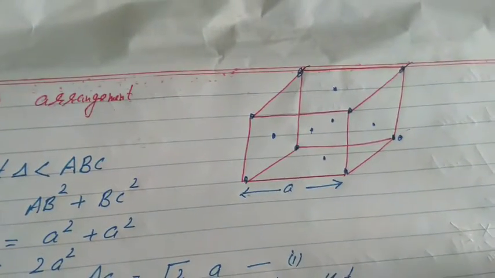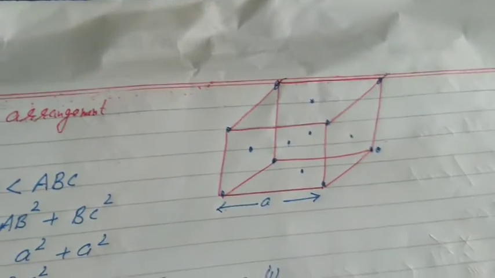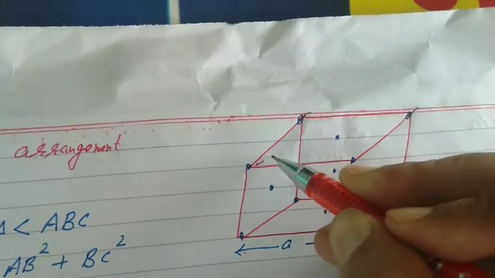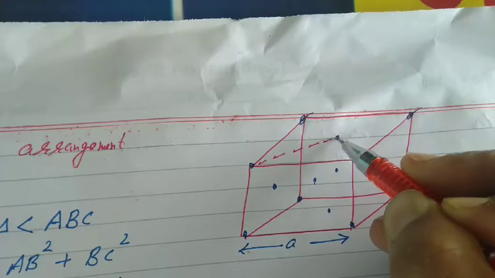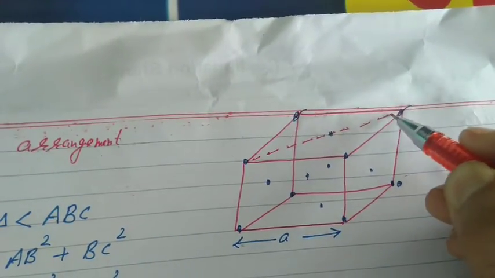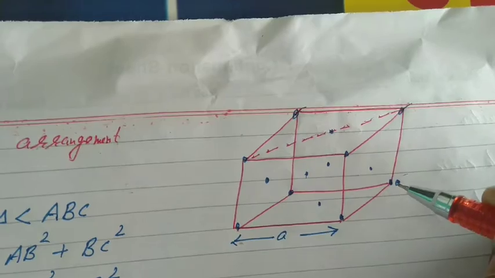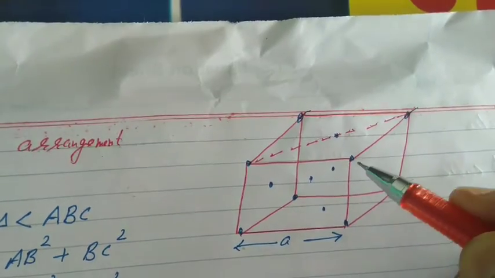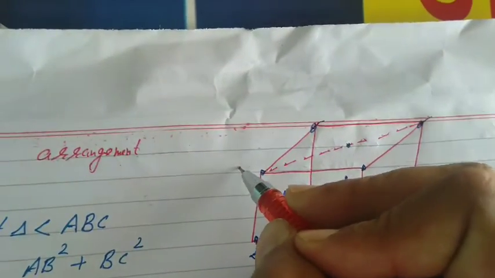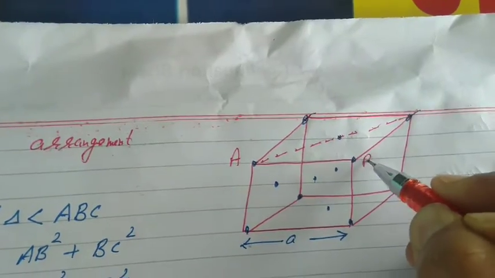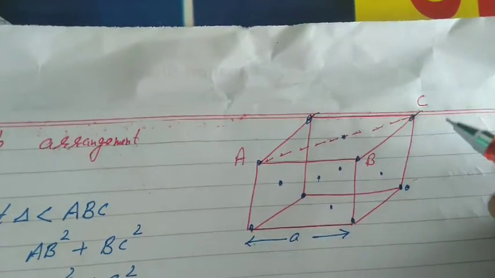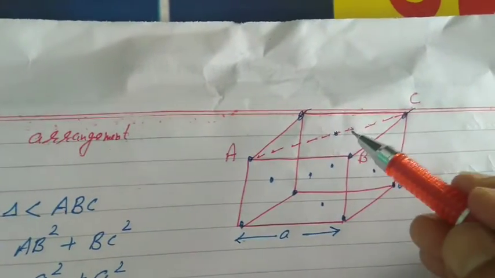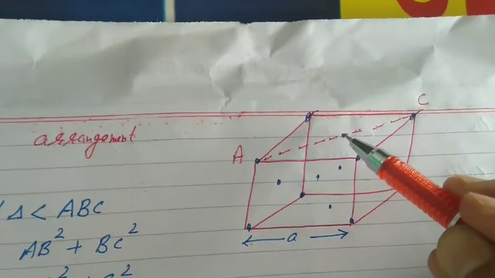It is the FCC system. In FCC system, students, we have to mention one face diagonal. Please divide one of the faces diagonally; automatically you get the face diagonal. You can do it in any way. Let it be point A, point B, and point C. We mention one face diagonal in FCC system. There are 3 particles on the face diagonal, 2 at corners and 1 at center of the face.